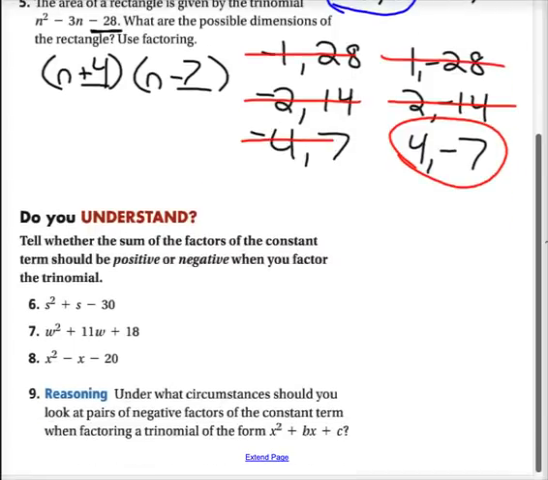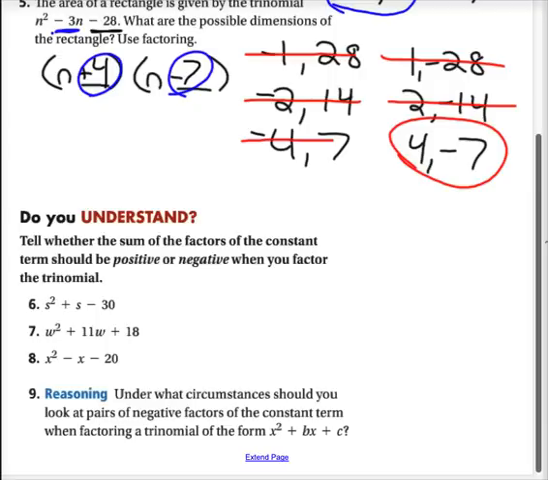All right. So to wrap this up, tell whether the sum of the factors of the constant term should be positive or negative when you factor the trinomial. So, the sum of the factors. What those are really asking us is the sum of these two numbers. Well, as you know, the sum of those two numbers comes from that middle term. So really, all we have to look at to see if the sum of the factors should be positive or negative, for each of these, is that middle term.